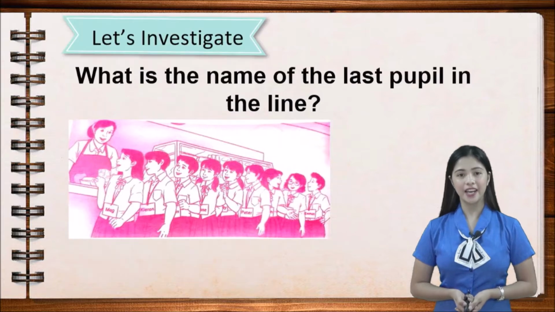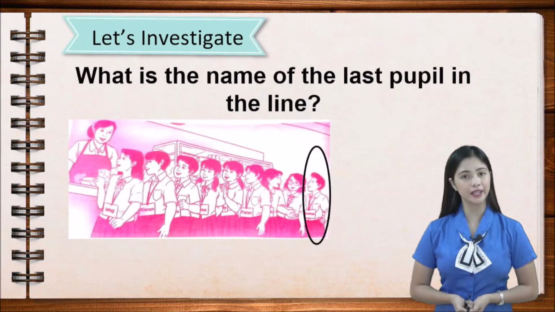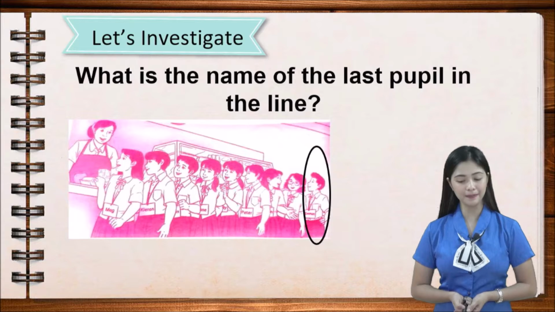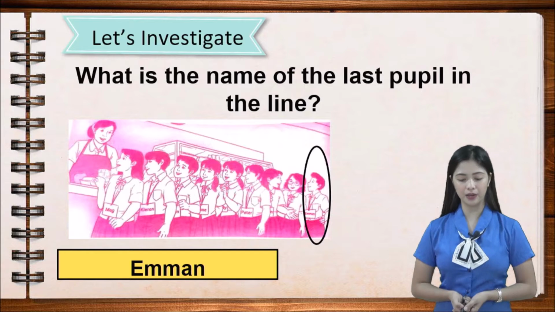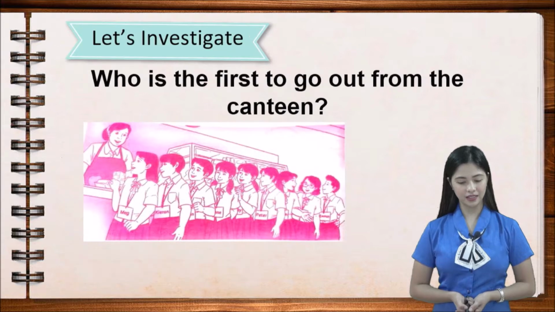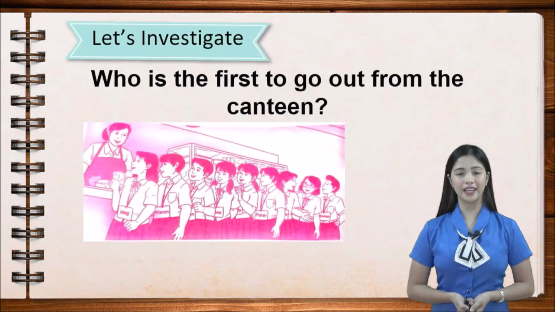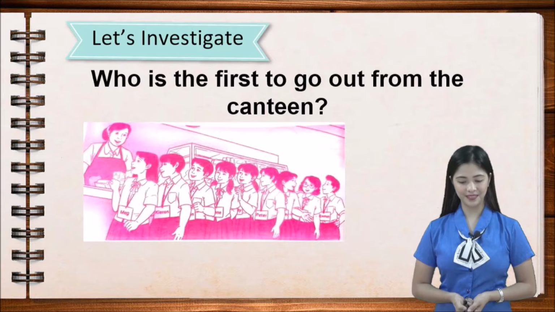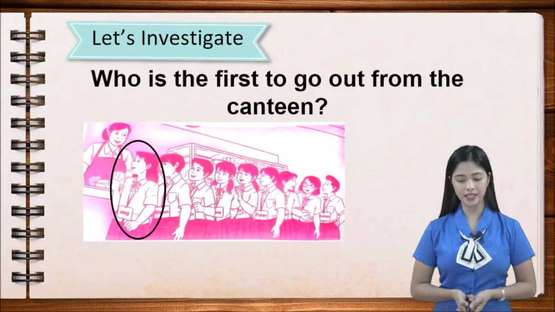Very good. Now, what is the name of the last pupil in the line? This boy, can you tell me what is his name? Fantastic! His name is Eman, and he was at the last line. Next one. Who is the first to go out from the canteen? Again, who is the first one to go out from the canteen? Very good. The girl in the first line, which is Meg.